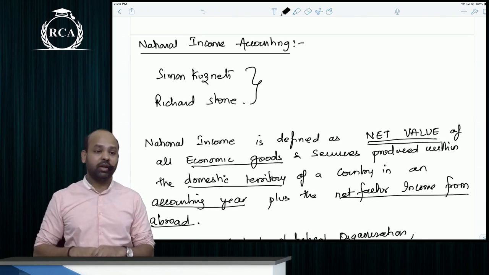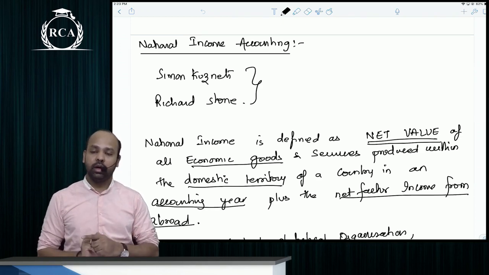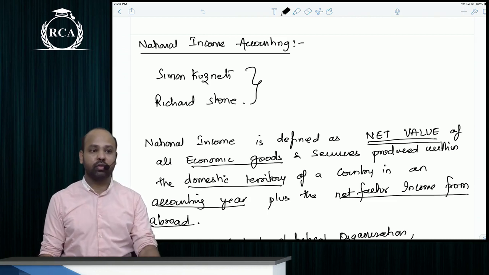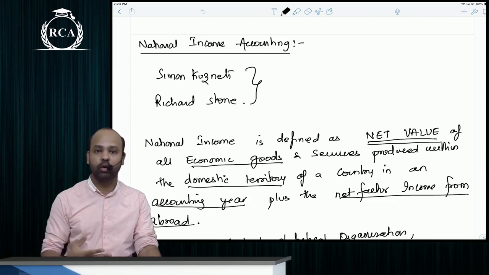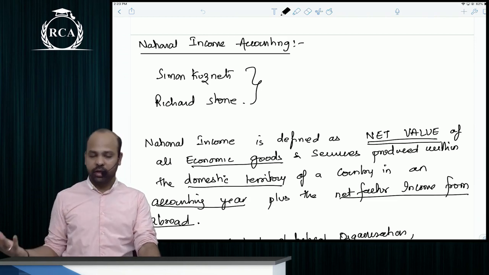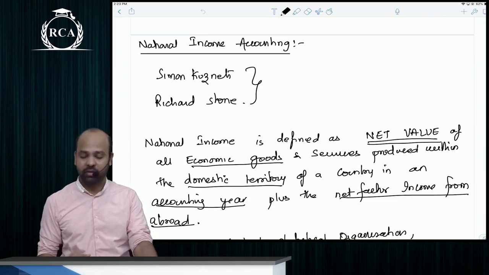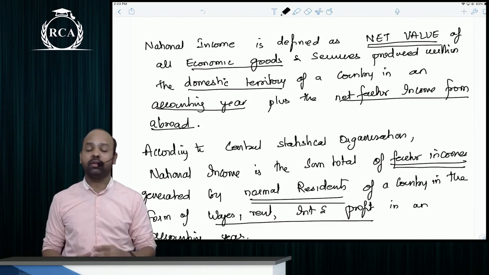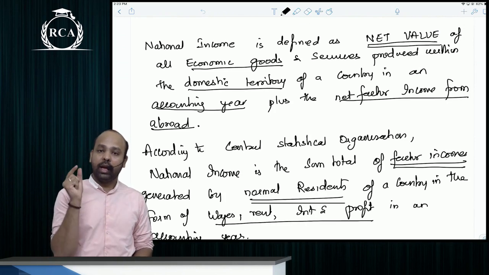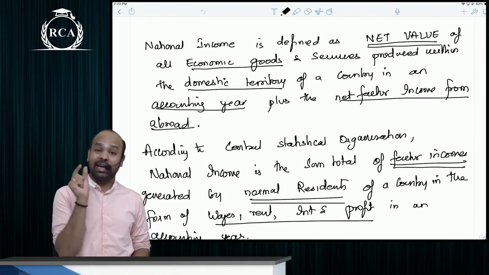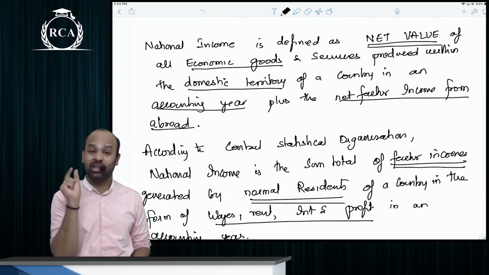So as far as national income accounting is concerned, we owe a lot to Simon Kuznets and Richard Stone. These two are the people who have contributed a lot to national income accounting. The US published their first national accounts in the year 1947. National income is defined as the net value. When we use the word net, it is net of depreciation, and it is net of indirect taxes.